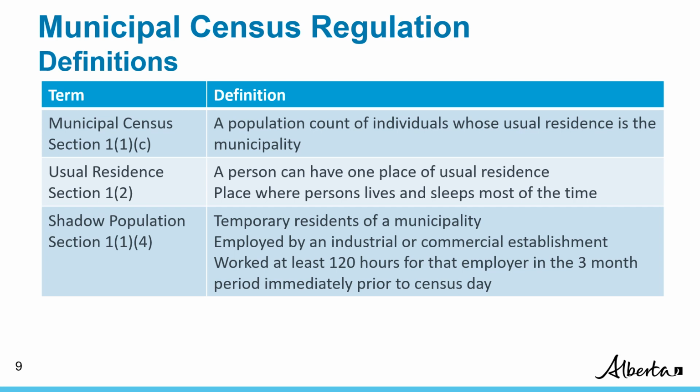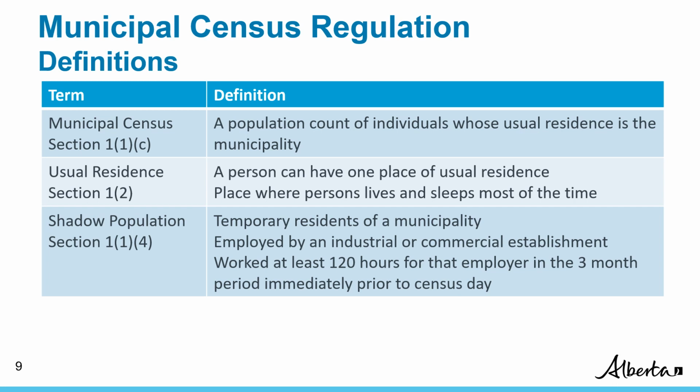The regulation clearly stipulates what a municipal census is, a count of individuals whose usual residence is in the municipality. It also clarifies what a usual residence is, which simply put is a location where a person lives and sleeps most of the time. Each person can only have one usual residence. So if a person has several residences, the main residence is the one where they spend the major part of the year. Children in joint custody should be counted in the home of the parent where they live most of the time. If a person does not have any residences on census day, the dwelling where they spent the night on census day is their main residence.